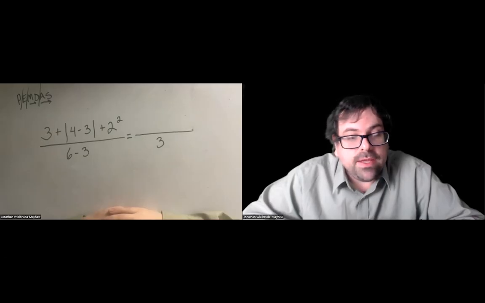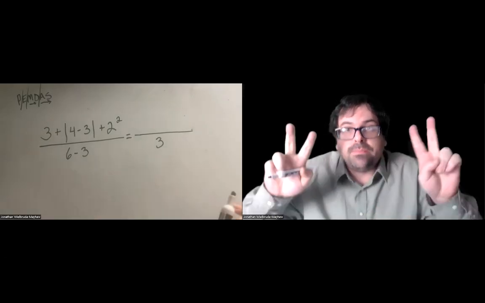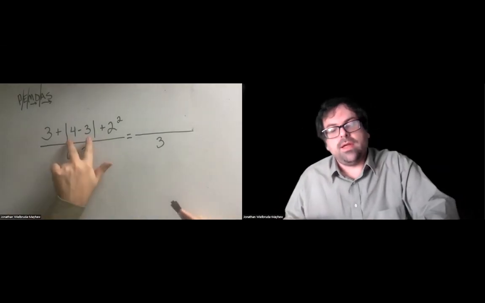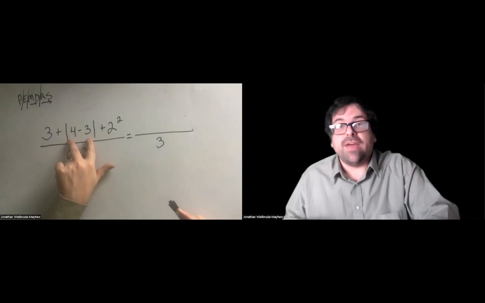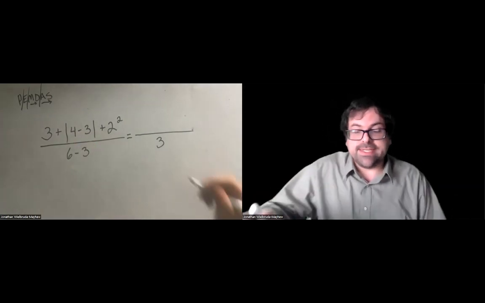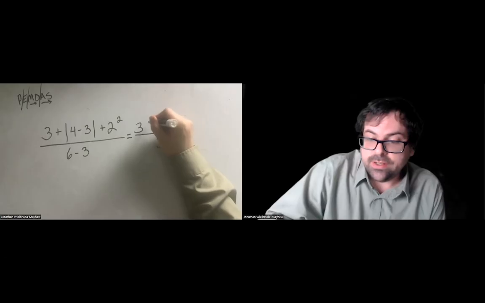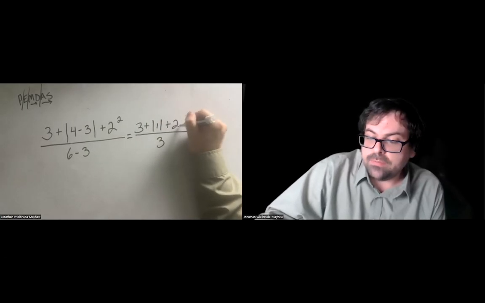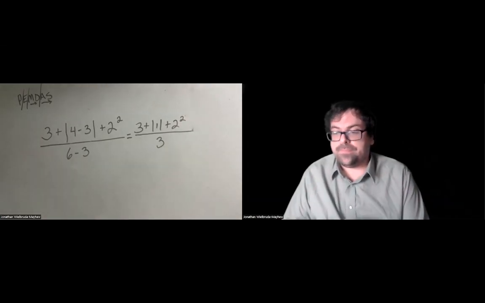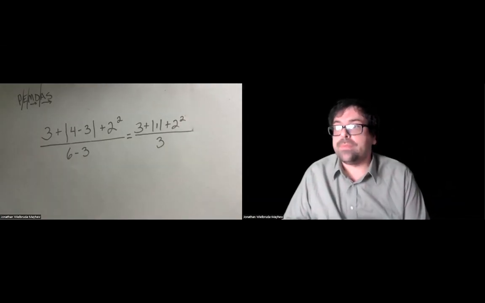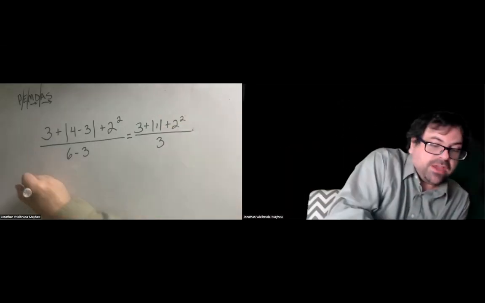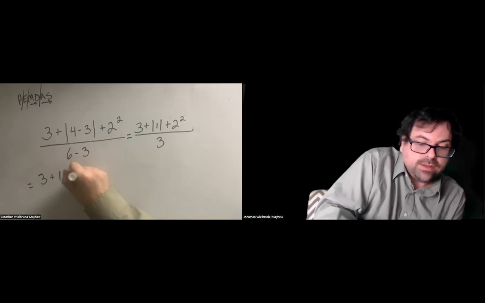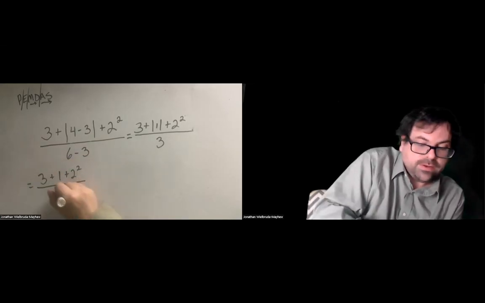On top, first comes parentheses, but remember parentheses means any grouping symbol. We have a grouping symbol. We have this absolute value. So we work inside the absolute value first. 3 plus the absolute value of 1 plus 2 squared. What is the absolute value of 1? It's just 1 plus 2 squared.